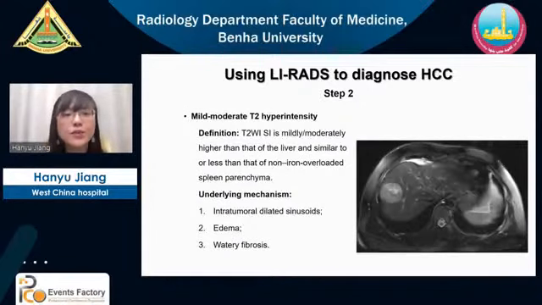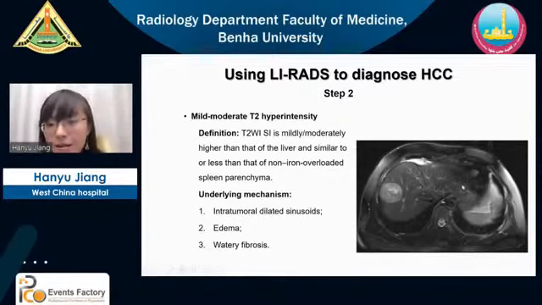Okay, let's move to mild to moderate T2 hyperintensity. Mild to moderate T2 hyperintensity refers to T2 weighted image signal intensity mildly or moderately higher than that of the liver and similar to or less than that of the non-iron overloaded spleen parenchyma. As we can see from the case here, the mass demonstrates mild to moderate T2 hyperintensity relative to the liver and to the spleen.